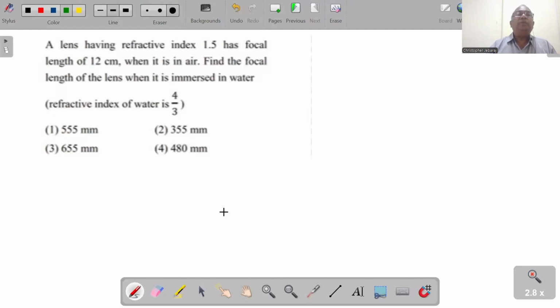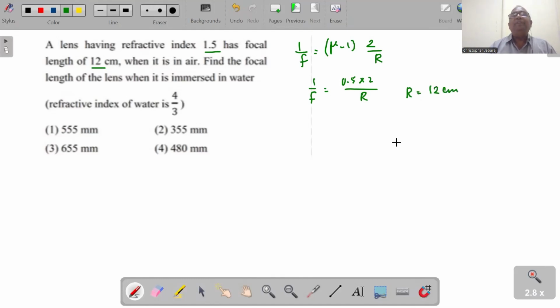A lens having a refractive index 1.5 has a focal length 12 centimeter when it is in air. Find the focal length of the lens when it is immersed in water of refractive index 4 by 3. We know the formula 1 by f is equal to mu minus 1 into 2 by r. Let's take that formula directly. So mu is 1.5 minus 1 is 0.5 into 2 by r, which is equal to 1 by f. 2 into 0.5 is nothing but 1. R is equal to f. F is nothing but 12 centimeter. First part is over. Second part.